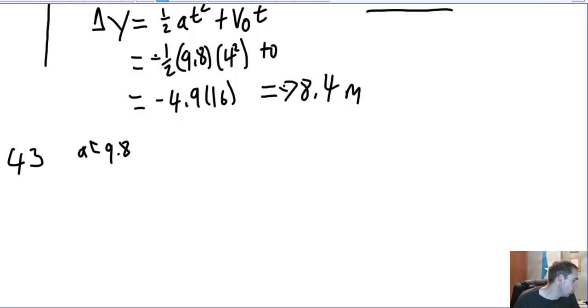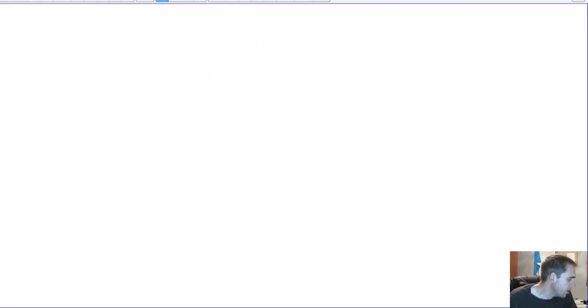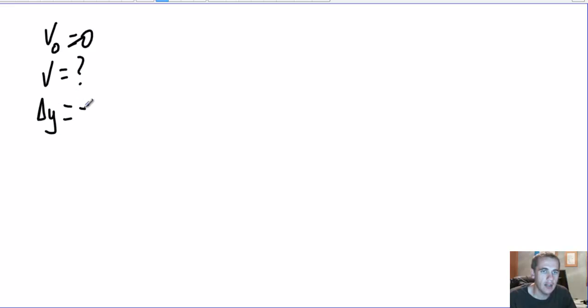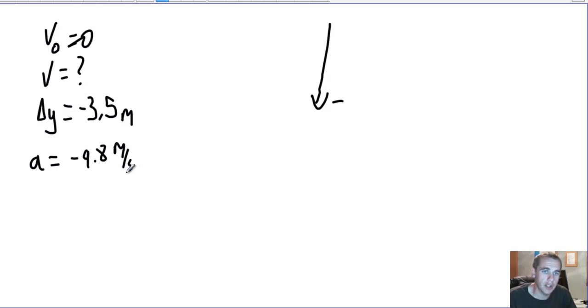Okay. 44. A student drops a ball from a window 3.5 meters above the sidewalk. How fast is it moving when it hits the sidewalk? So I know an initial velocity, it's dropped, so 0. I'm trying to find its final velocity. I know it changed in position, negative 3.5 meters. Okay, and it's negative because I almost always choose down to be negative, which means my acceleration is also negative 9.8 meters per second squared.